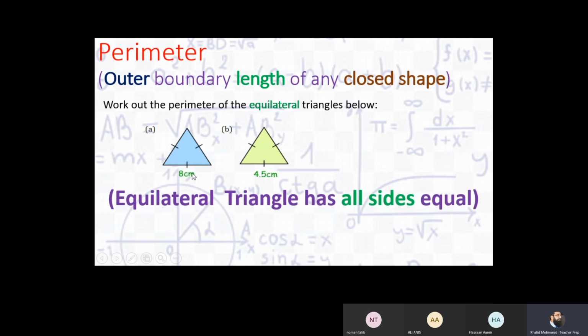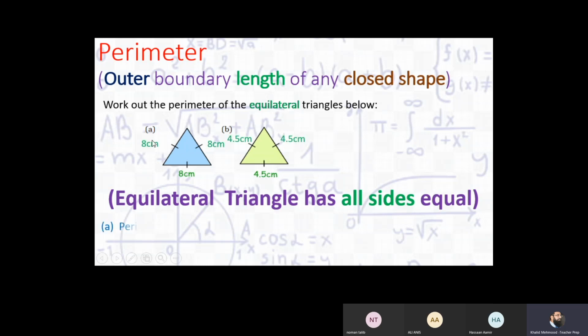Similarly, this is an equilateral triangle. Why an equilateral triangle? Because all sides are of equal length, since these small marks show that the lines are equal. So if this is 8 centimeters, the other sides will also be 8 centimeters. In the next example, you can see 4.5, so the other sides will also be 4.5 centimeters.